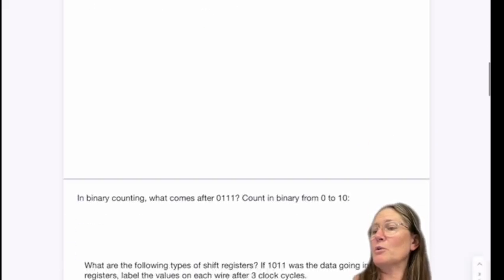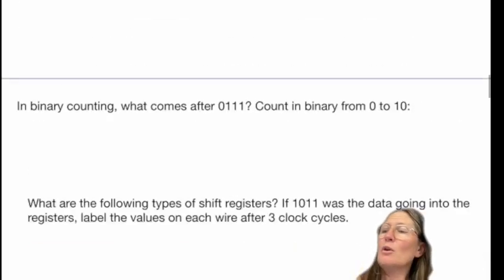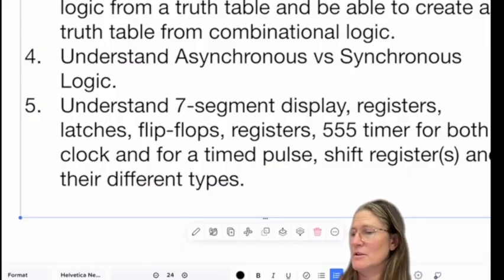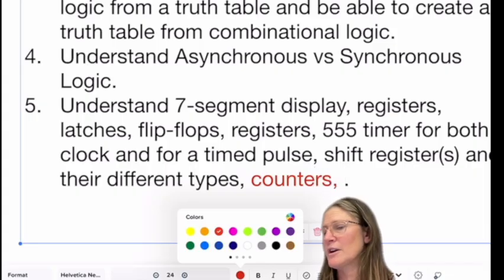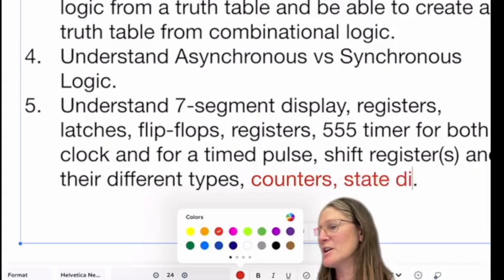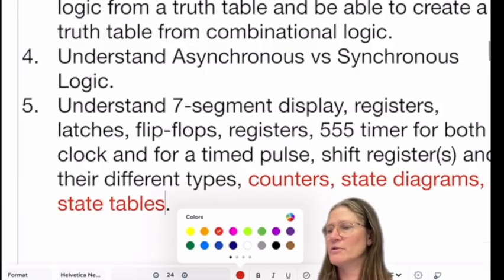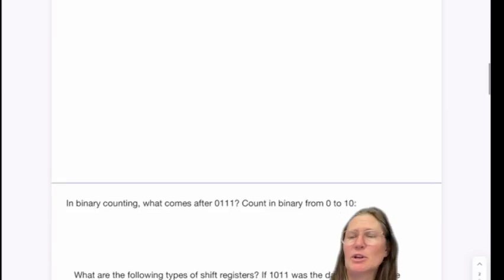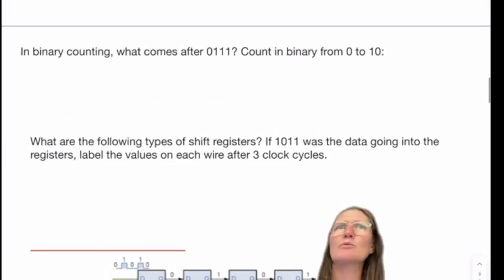Okay, so we're going to go through examples. And I forgot, counters is another one in here. So add in counters, state diagrams, state tables. So those are the other terms that you are also going to need to make sure you understand. All right, so in binary counting, what comes after 0, 1, 1, 1?